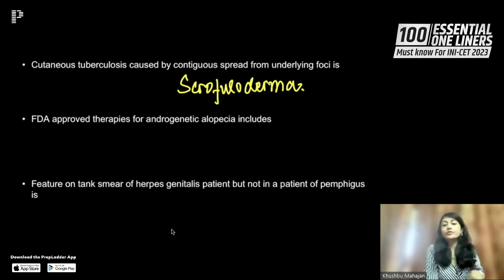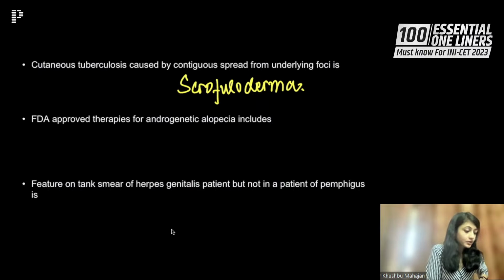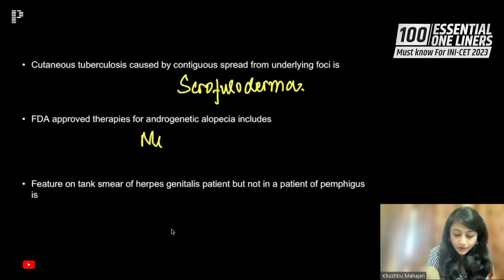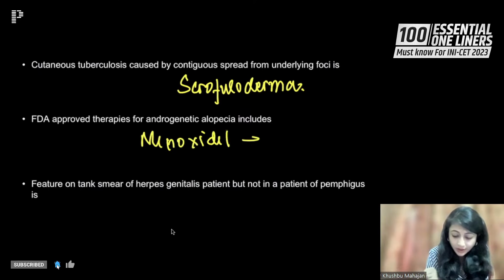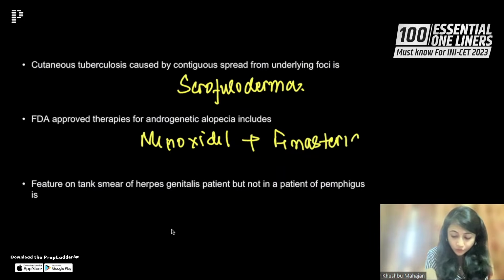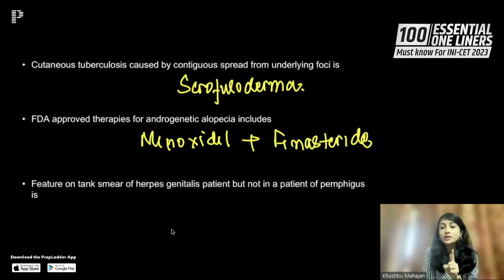So FDA approved therapies for androgenetic alopecia include, absolutely right. Again, it is both minoxidil and finasteride. So either of them in the option is correct for you. For females, it is 2% minoxidil. For males, it is 5% minoxidil.